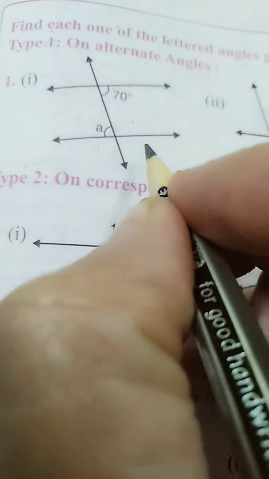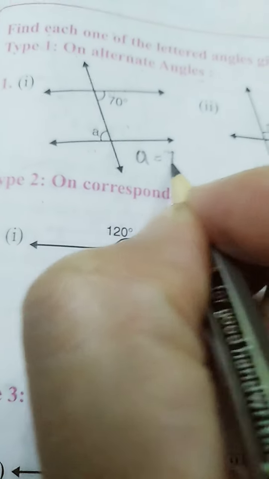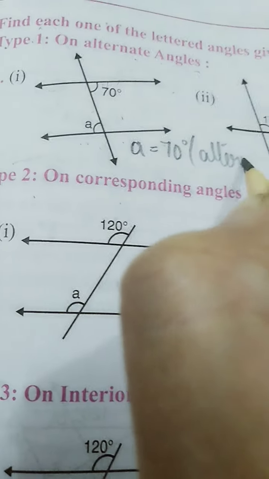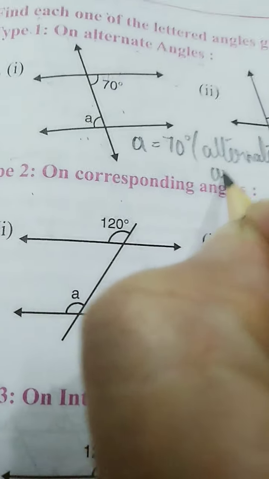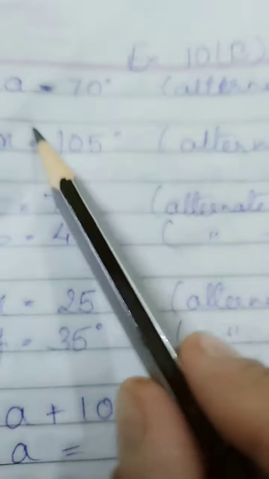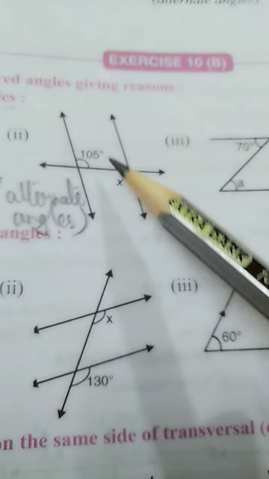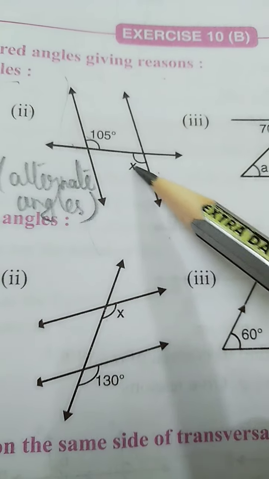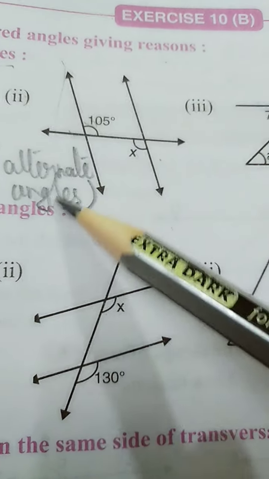So what you have to do? You have to simply write A is equal to 70 degrees and you have to give the reason in a bracket that they are alternate angles. Okay. Like this you have to note down in your copy. See, angle A equal to 70 degrees because they are alternate angles. Similarly, here also you can see these two lines are parallel and these are on the opposite side. So x is equal to 105. Reason is same, alternate angles.